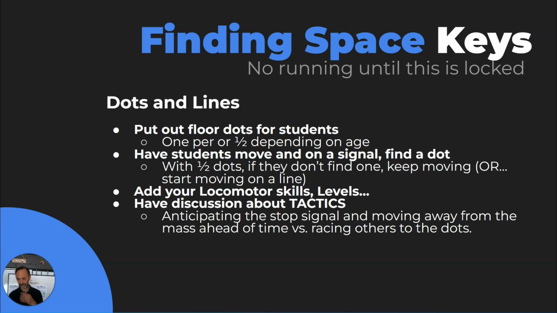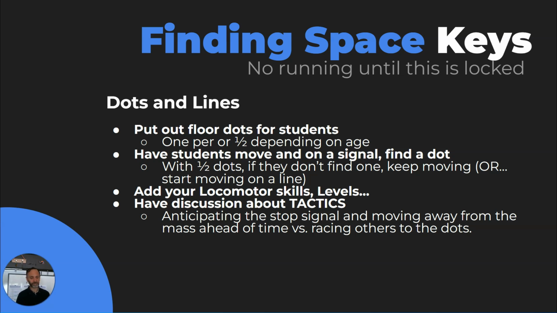So dots and lines. There's a lot of those vinyl dots out there. We have a bunch of them in our school. We have one per kid if we need them. If you've got a pretty advanced group, you can put out half the dots per student. So if you have 20 kids, put out 10 dots. But here's the only thing that you're doing here: you have them find a dot, and spread the dots out. Put them out randomly. You could even have kids put those dots down.